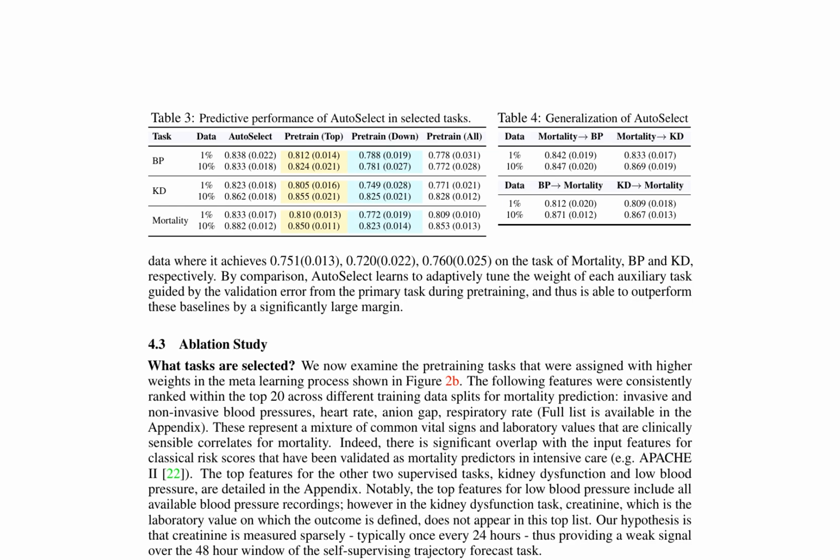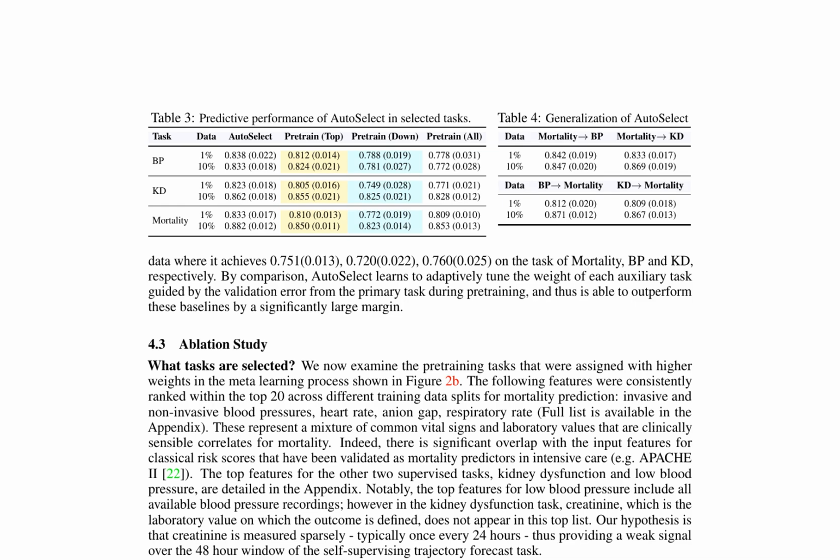The predictive performance of AutoSelect, a novel approach for adaptively selecting and weighting auxiliary tasks in multitask learning, is evaluated through a series of experiments. Table 3 presents a comparison of AutoSelect's performance with three pre-training strategies: pre-train top, pre-train down, and pre-train full. The results indicate that pre-train top, which utilizes only the top selected auxiliary tasks, consistently outperforms pre-train down and pre-train full, suggesting that the top selected tasks are highly effective in transferring knowledge to the target task.